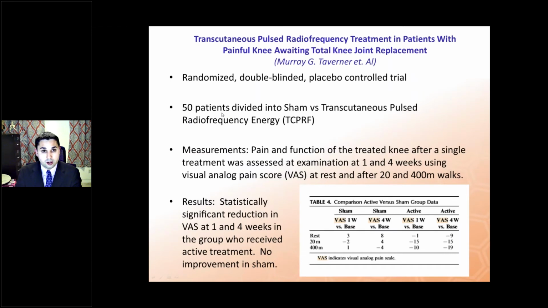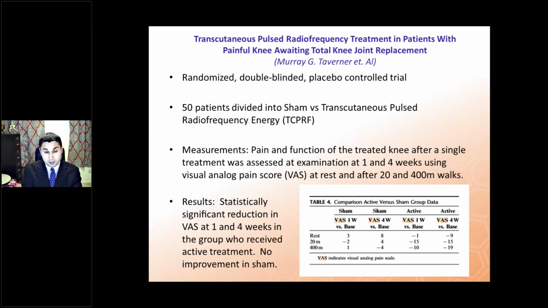Here's another article that was published by Murray Tavner, using transcutaneous pulse radiofrequency treatment. This one, their device was sort of a makeshift device using Neurotherm. I don't believe it's something that's commercially available, but basically pain management physicians are used to having devices in their clinic where if we wanted to do percutaneous pulse radiofrequency, we could do it with the needle.